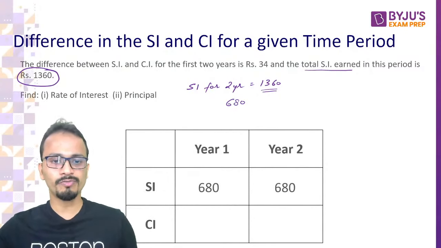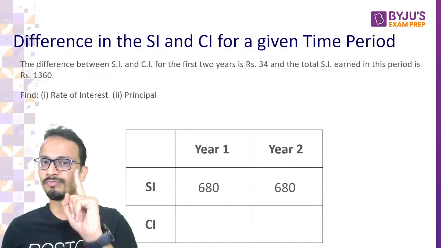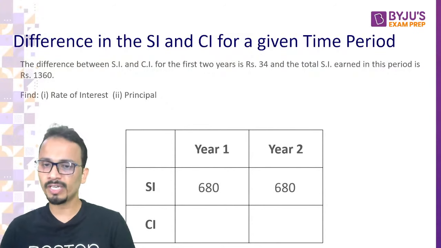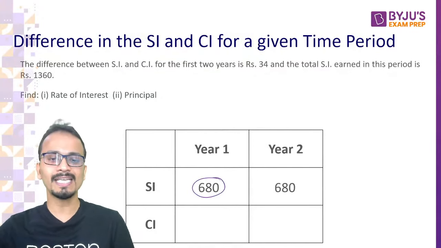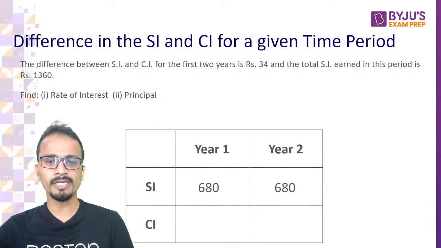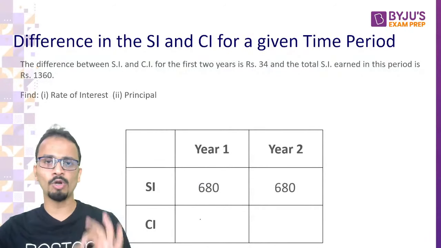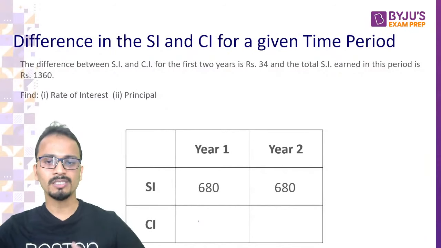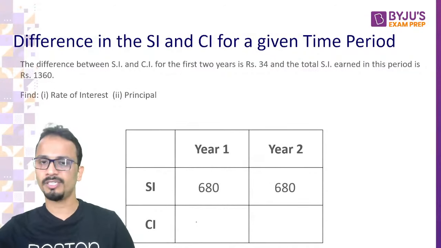Now, first year and second year simple interest is over. Now let's talk about compound interest for the first year. Can you all write in the chat what will be the compound interest for the first year if simple interest for the first year is 680? With the given facts in front of you, I want all of you to write by yourself the value of compound interest in the first year.